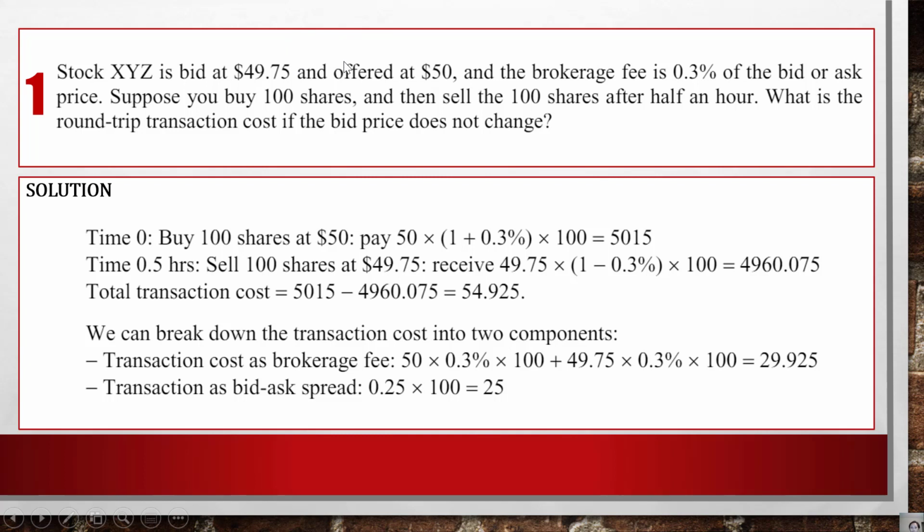And the transaction cost as bid-ask spread is the gap between the buying price and the selling price, which is 0.25, a quarter. And we got 100 shares, so we got 0.25 times 100, and we got $25. That is the bid-ask spread. I repeat, the number 0.25 comes from the gap between 49.75 and 50, because we buy the stock at the price of $50 and later on we sell it at the price 49.75, and the gap between them is 25 cents per unit. And we got 100 shares, so the bid-ask spread is 0.25 times 100, which is 25.